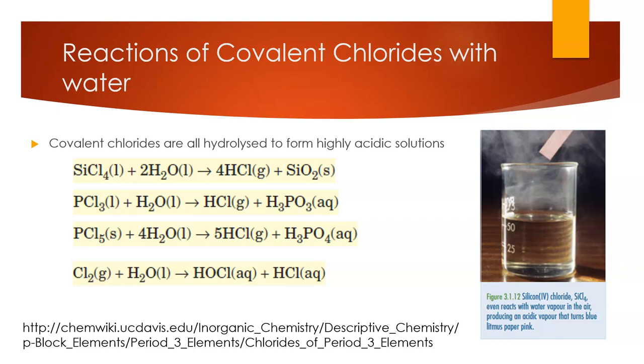SiCl4 will actually form 4 equivalents of HCl, and then silicon dioxide solid will precipitate out. Whereas PCl3 will form HCl plus H3PO3. PCl5 will form 5 lots of hydrochloric acid and H3PO4. And then chlorine will form hypochlorous acid. You should make a note of each of these reactions in your notes.